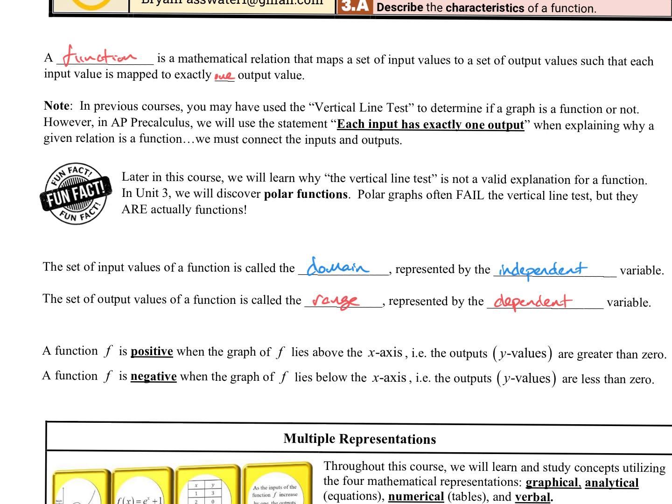All right. And so here we go. A function is positive when it lies above the x-axis. Makes sense. It has a positive y value. All right. And a function is negative when it lies what? Below. Okay. Hopefully that makes sense a little bit.